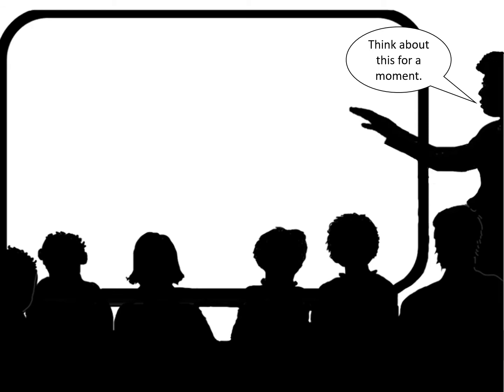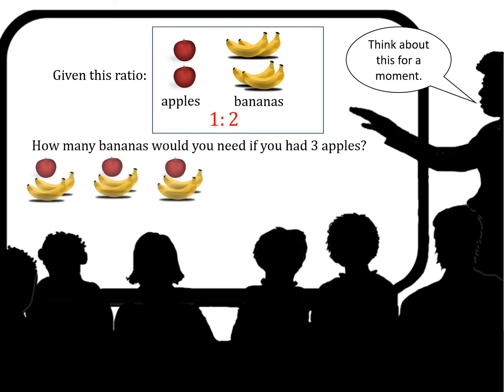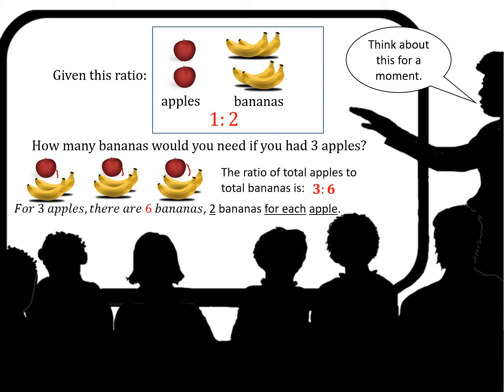Think about this for a moment. Given this ratio, 1 to 2, apples to bananas, how many bananas would you need if you had 3 apples? If each apple has 2 bananas, then you would need 6 bananas for 3 apples. For 3 apples, there are 6 bananas, 2 bananas for each apple. The ratio is written as 3 to 6 for the comparison of apples to bananas.